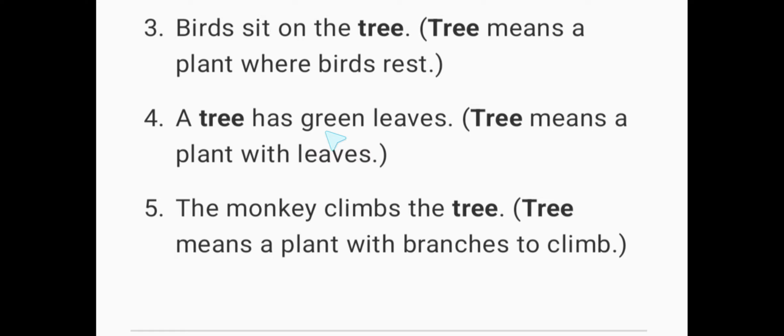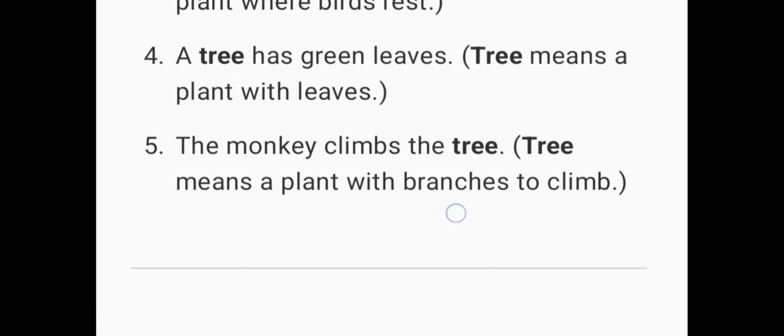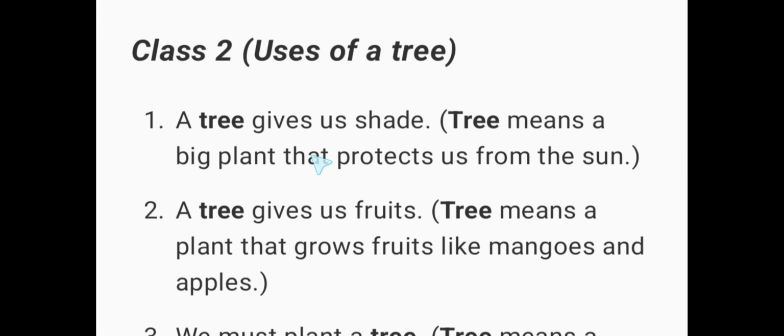A tree has green leaves. Here, tree means a plant with leaves. The monkey climbs the tree. A tree gives us shade. Here, tree means a big plant that protects us from the sun.